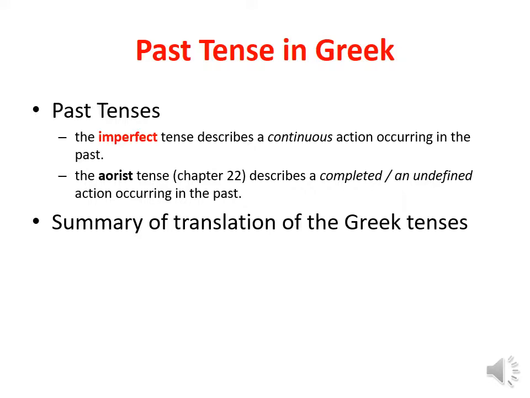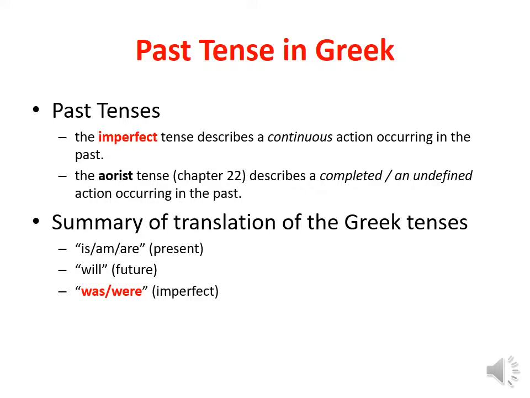Let's summarize then the different ways to translate the Greek tenses. A Greek present tense will be translated using the helping verb is, am, or are in English. So I am, you are, he is. A Greek future will translate using the helping verb will. A Greek imperfect will translate using the helping verb was or were. I was, you were. And then as we'll see later, the aorist tense is translated as a simple past, therefore using the -ed suffix, or in the case of irregular verbs, the irregular past form.